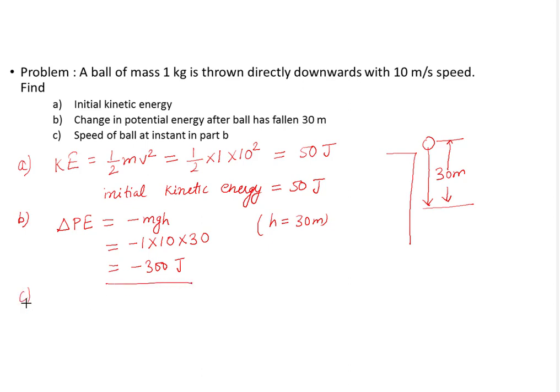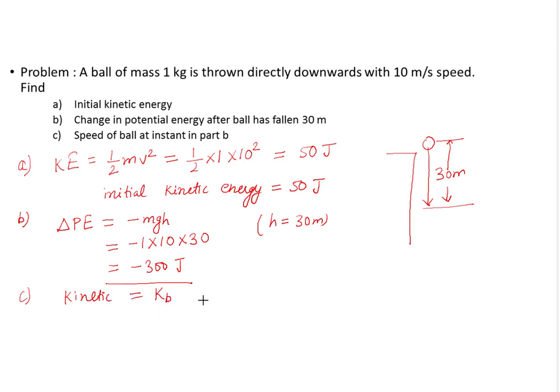Now let's look at part C. In part C, we have to find the speed of the ball at instant B. For that, I need the kinetic energy of the ball at instant B. For doing that, I can use conservation of mechanical energy. Let's say the kinetic energy at instant B is equal to KB, correct?